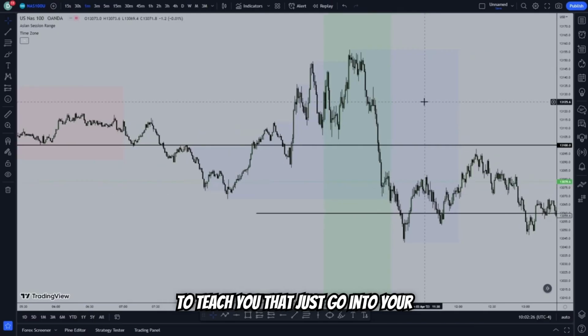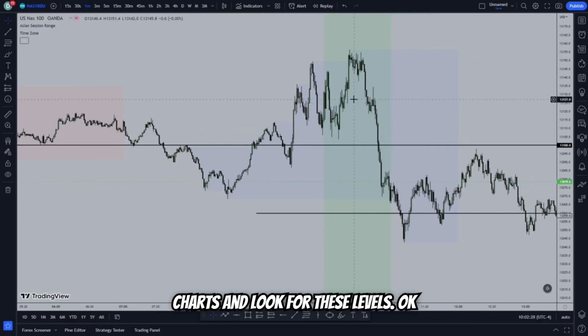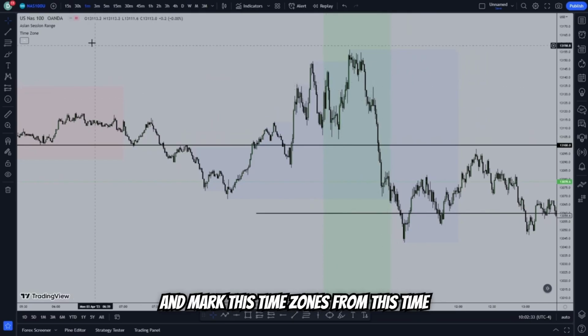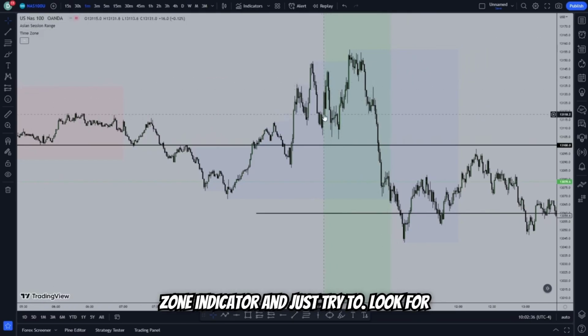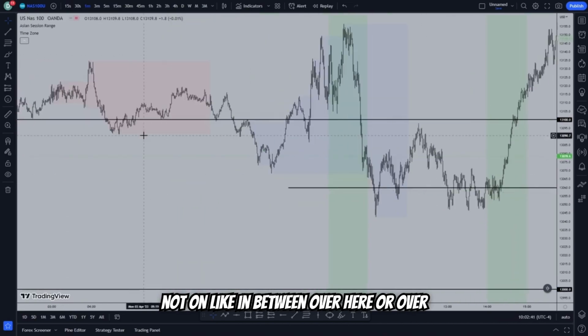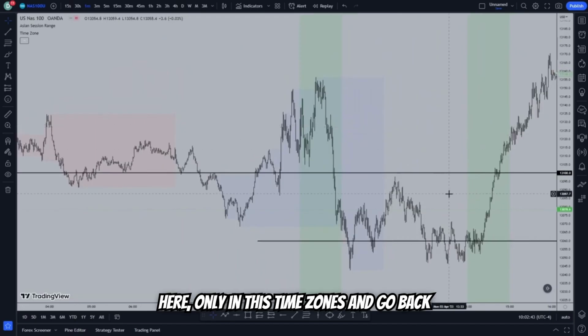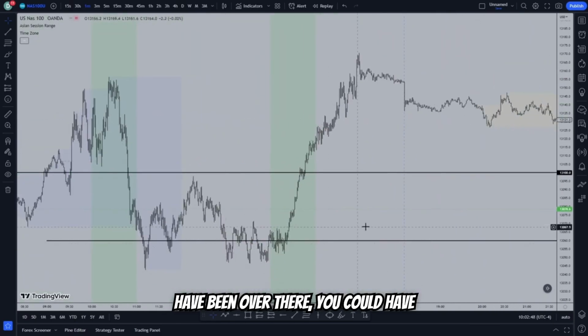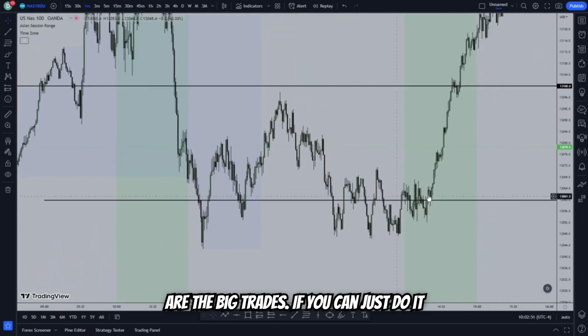So this is what I'm trying to teach you: go into your charts and look for these levels and these time zones. Mark the time zones with the time zone indicator, and look for these setups only in these time zones, not in between over here or over here. And go back into the data and look, if you had been there, you could have entered these types of trades, and these are the big trades.